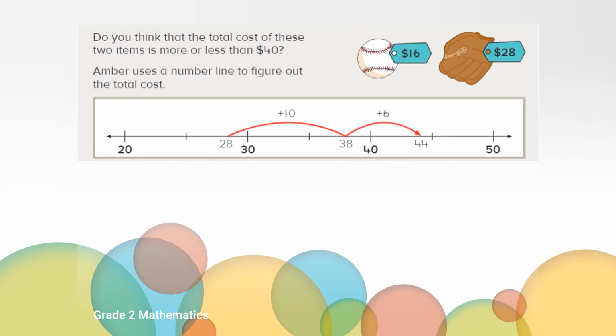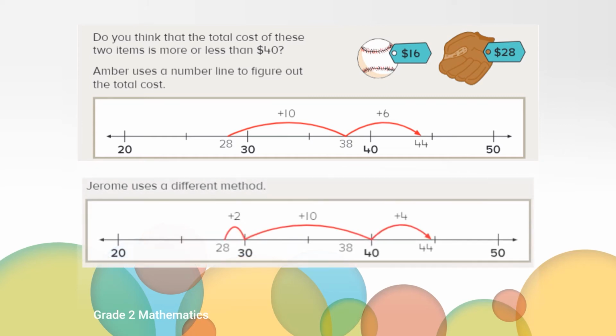Maybe you notice she started at 28, the price of the glove. Then she added a jump of 10 and a jump of 6. Where did her jump of 10 and 6 come from? Why did she choose those numbers? That's right, 10 and 6 is 16, the price of the baseball.